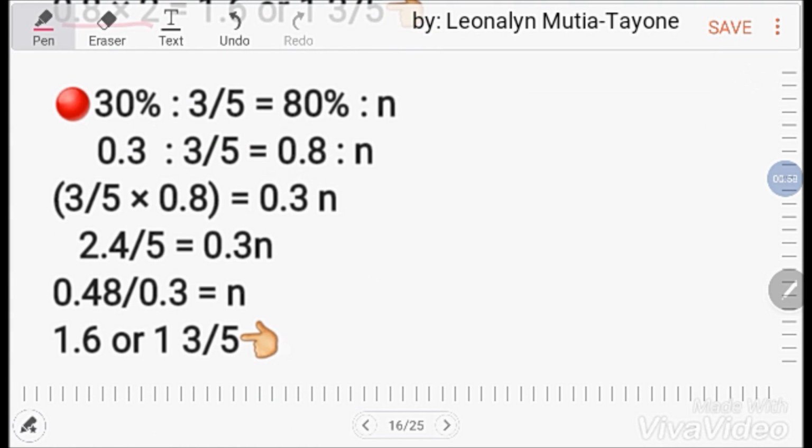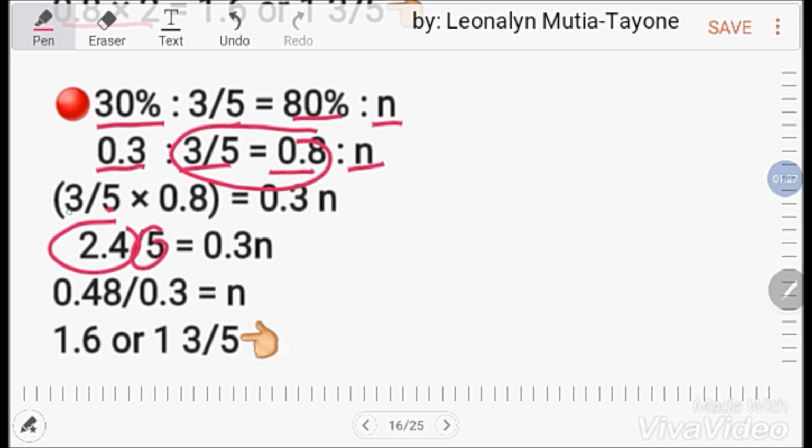Now, igawin natin cross multiply. Si 30% ginawa nating decimal. Si 3/5 dito lang. 80% ginawa nating decimal at ito yung hinahanap natin. Gusto ko lang yung n, ayoko ng x. 3 over 5, cross multiply tayo, times 0.8. 2.4 yan. Tapos, itong 3 at itong sa 5 nandito pa rin. Kasi ang minumultiply natin is yung 3 times 0.8. That is 2.4 over 5 pa rin.